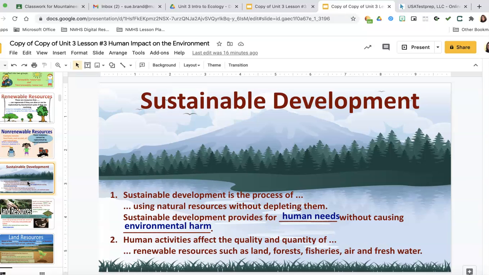All right, so our goal here is to have a sustainable way of living. So sustainable development is a process of using natural resources without depleting them. Sustainable development provides for human needs without causing environmental harm. Human activities affect the quality and quantity of renewable resources, such as land, forests, fisheries, air, and fresh water.